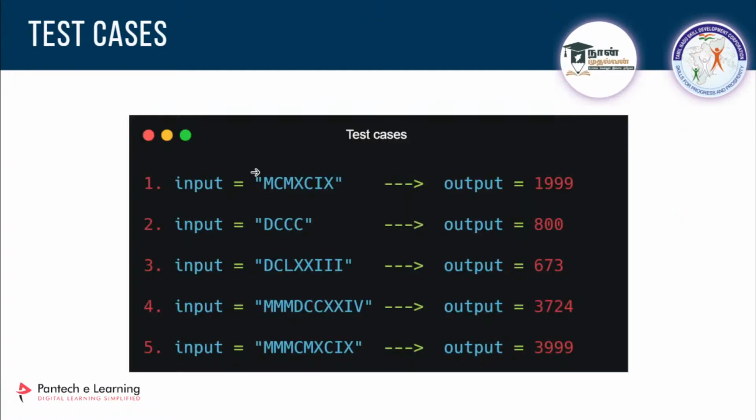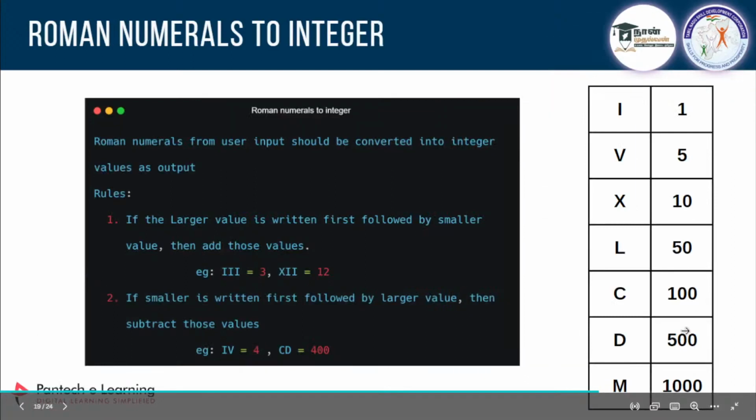Okay. Regarding this one, we have MCMXCIX, right? So I'll tell you what it is and how to convert it. First one will be MC. So M is 1000, C is 100. Largest value, then followed by smallest value. So you can add that, okay?